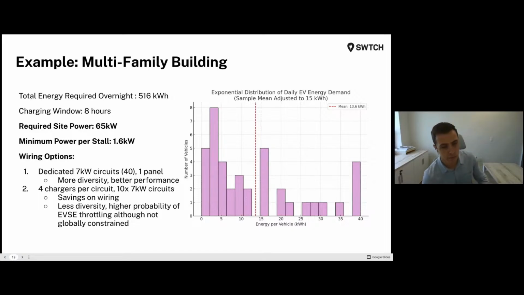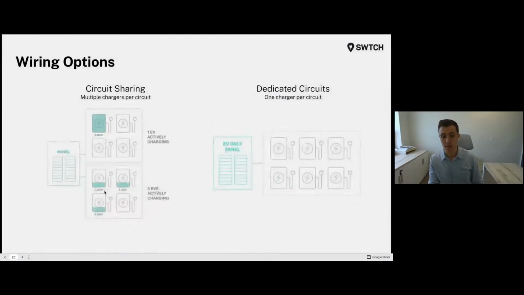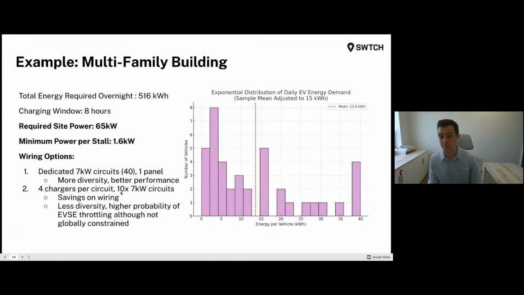This tends to be the preferred scenario because there's more diversity and you ultimately get better performance on average as a driver. But if we're looking at a more aggressive scenario where budget's a concern and you want to electrify the 40 spaces, but we're trying to limit the amount of labor as well as conduit and wiring, what we can do is what we call circuit sharing. We can put 4 chargers per circuit, and that would limit the number of circuits. Compared to the 40 before, we reduce it to 10 7 kilowatt circuits, and you're going to experience savings on wiring as well as labor.